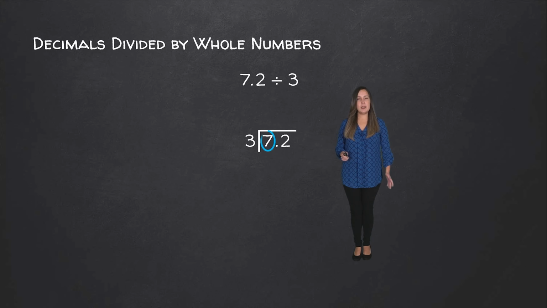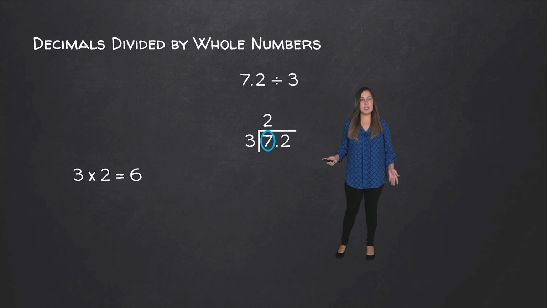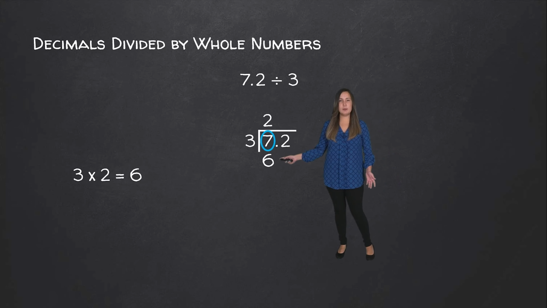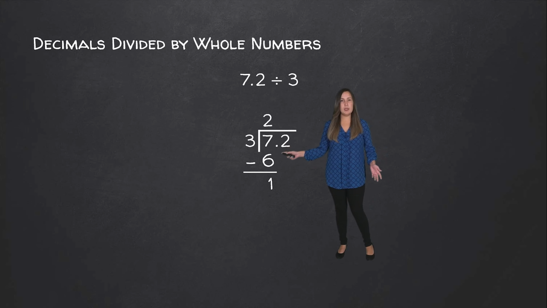So let's divide normally until we get to our decimal point. We're going to ask ourselves, how many times does 3 go into 7? Well, 3 goes into 7 2 times, because 3 times 2 is equal to 6. So we're going to take the 7 and subtract 6. 7 minus 6 is equal to 1. Now, if we were dividing normally, we would typically bring down the 2 now, but because we're at our decimal point, we're going to bring that up. If we don't do this, the value of our final answer will be incorrect.